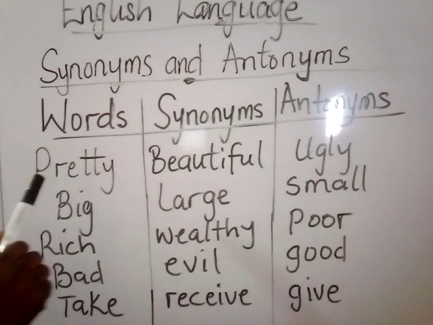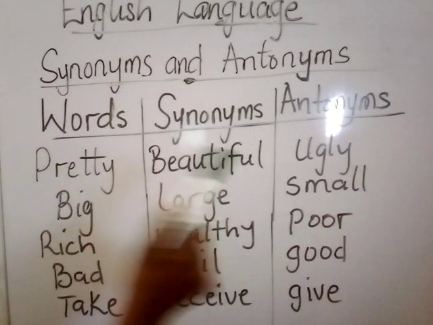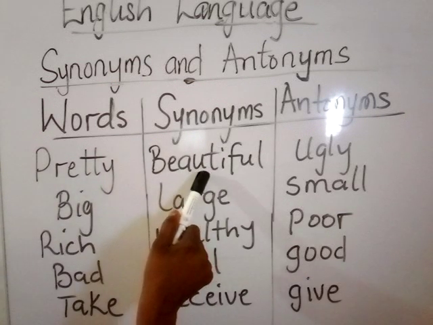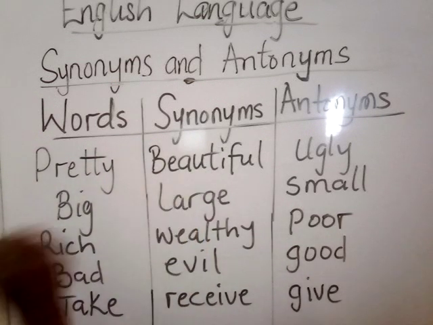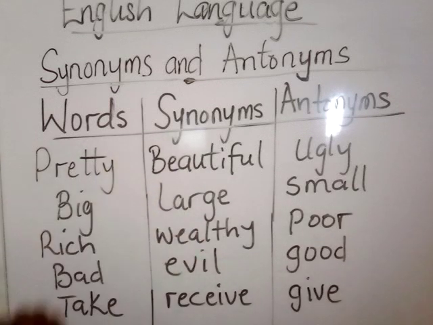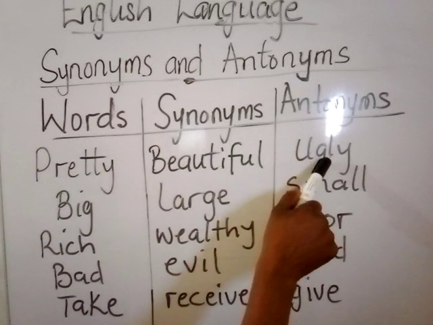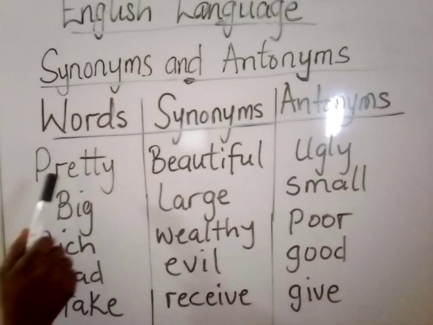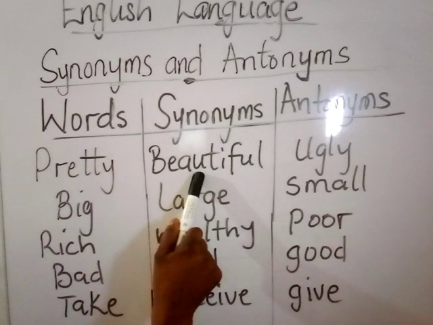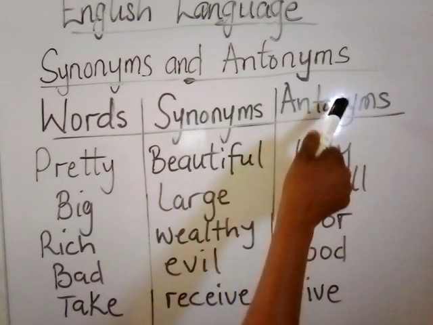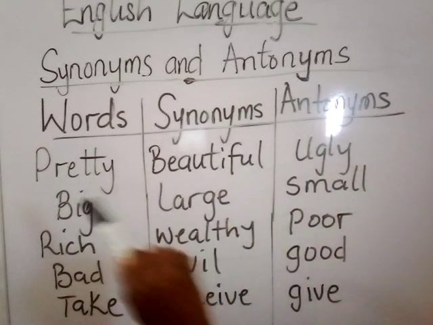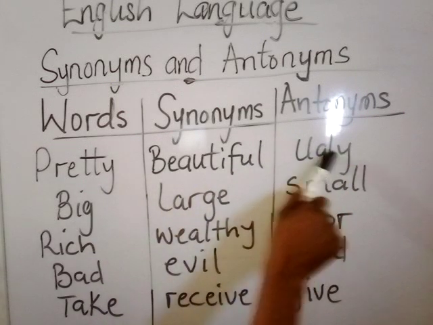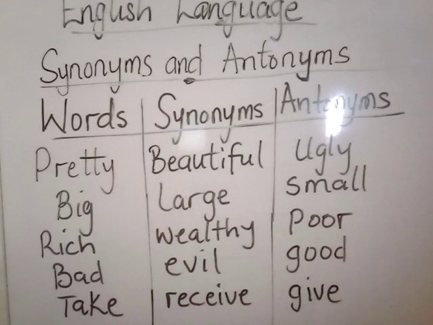So the first word here is pretty. Another word for pretty is beautiful. You can say she's pretty, she's beautiful. And then the opposite is ugly. So somebody that is pretty or beautiful cannot be ugly. Antonym is what the word cannot be. So ugly is the opposite of pretty and beautiful.